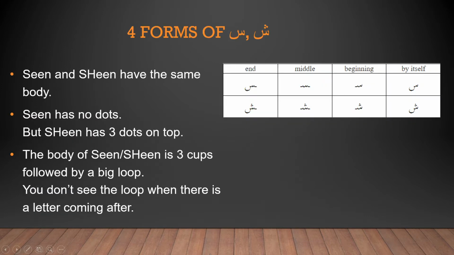Now let us look at the 4 forms of Seen and Sheen. By itself, or its original form, Seen is like this. It's 3 bumps and then a long loop. At the beginning, the Seen loses its loop. This is because it connects with the letter after it. So in an example, it will look like this.